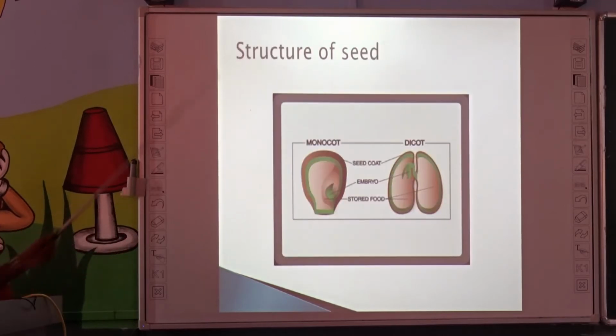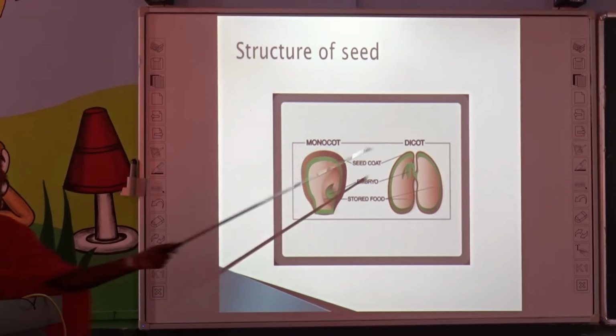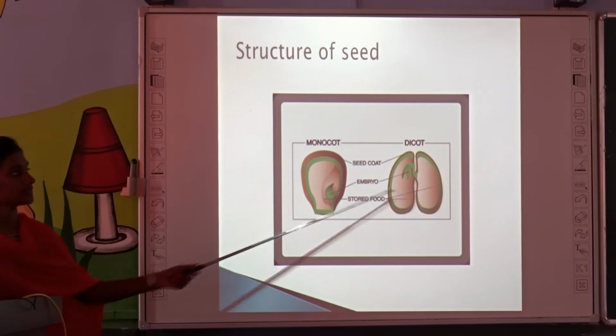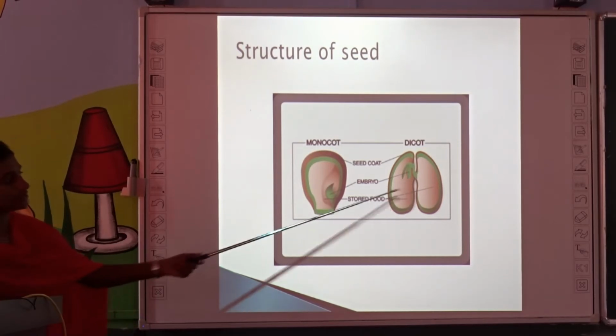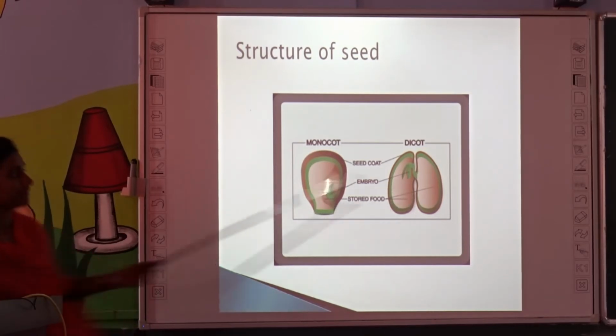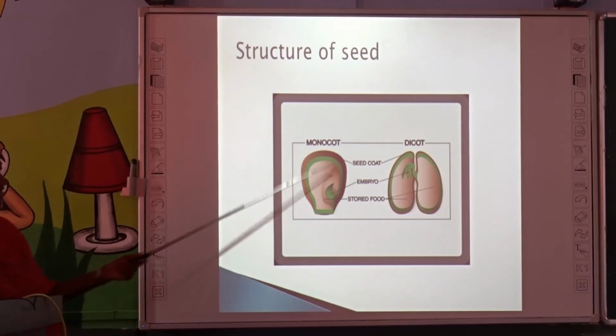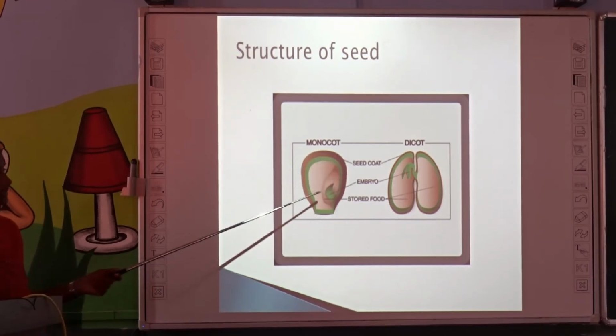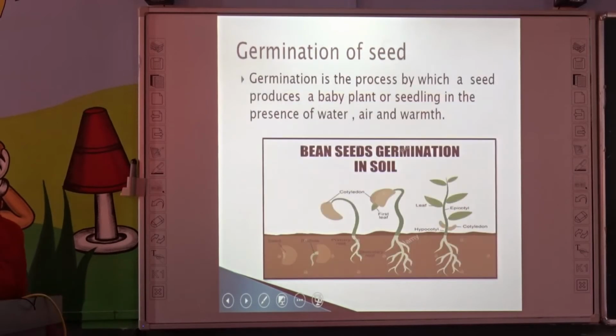See, from seeds, the structure of seeds: monocot, dicot. What does monocot mean? The seed leaf. One seed leaf in a seed means mono. Mono means one. Di means two. So these seeds have two seed leaves. This is dicotyledon. This is monocotyledon. See the outer covering, the seed coat. Inside is a new baby plant called the embryo, and only the seed leaves store food.